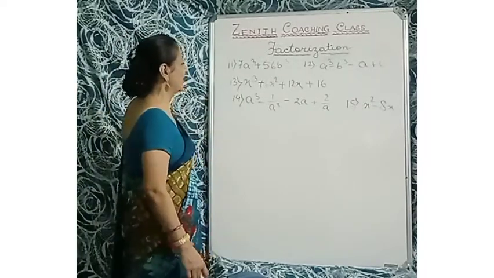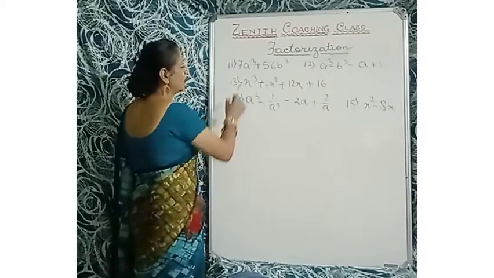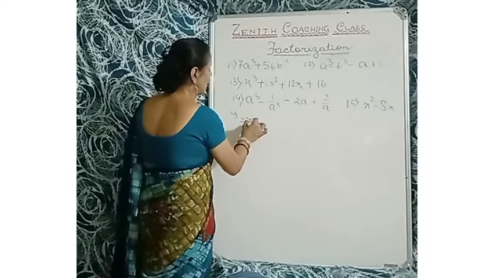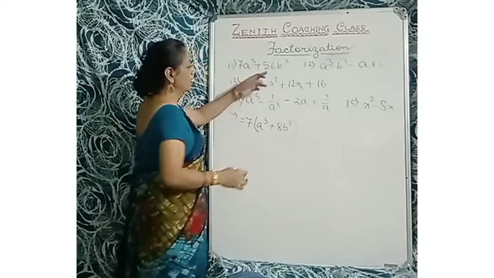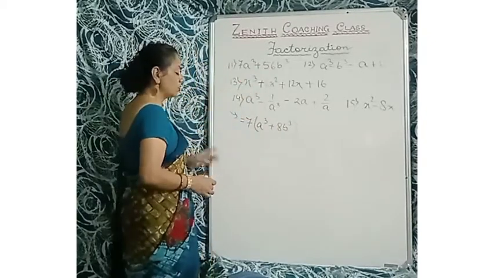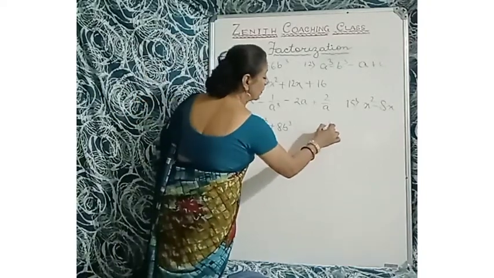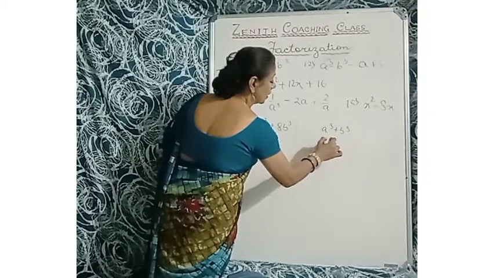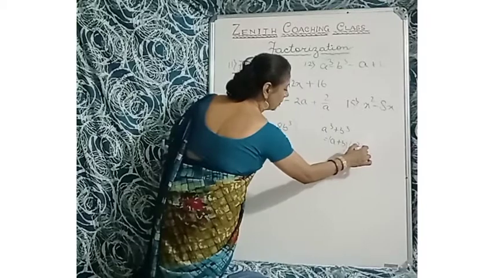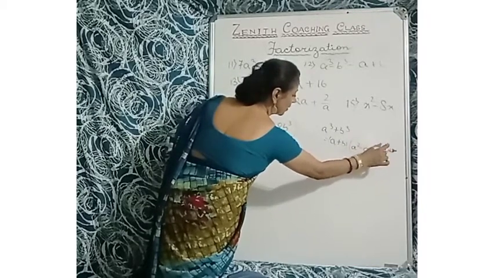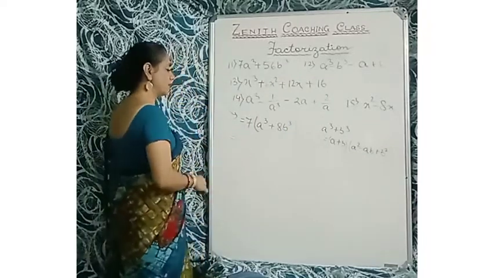Okay, so number 11, 7a cube plus 56b cube. I'm not writing the question. Take 7 in common. So 7 times a cube plus 8b cube, because 7 times 8 is 56. So now a cube plus b cube. What is the formula of a cube plus b cube? The formula of a cube plus b cube equals a plus b multiplied by a square minus ab plus b square. Okay, so put the formula here also.